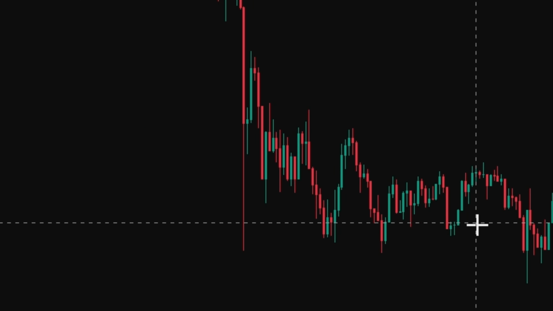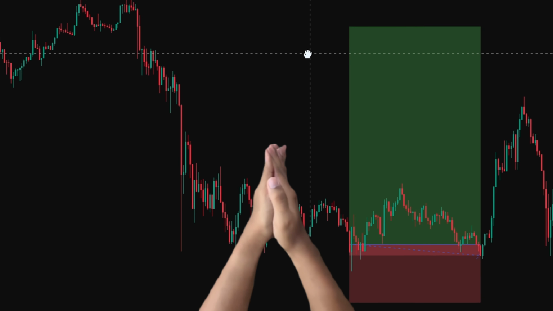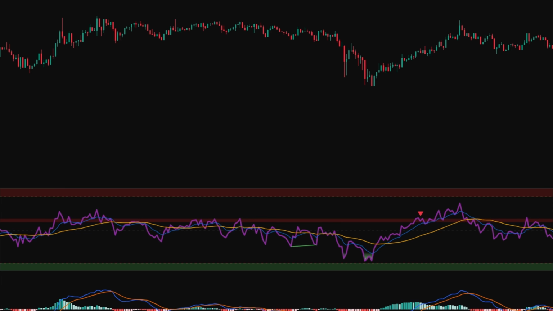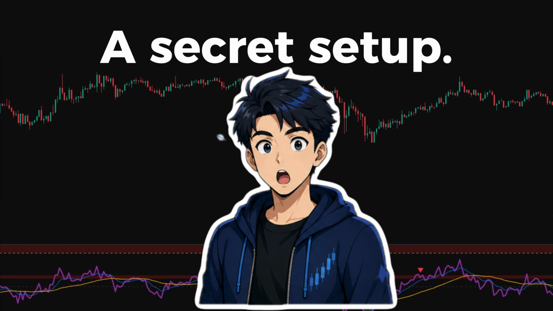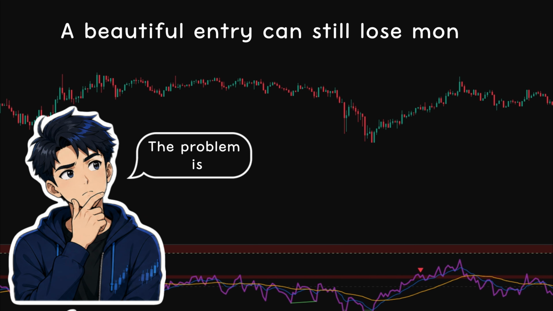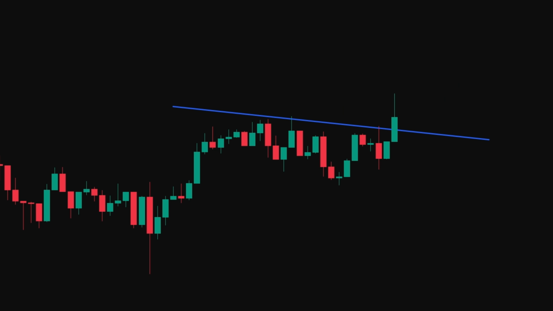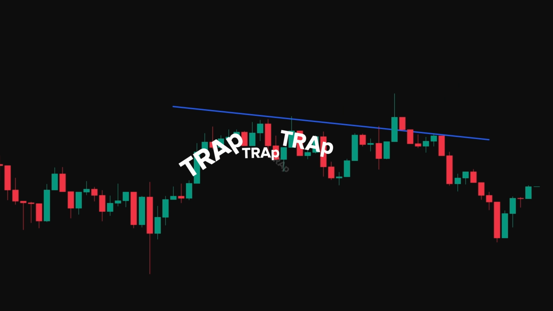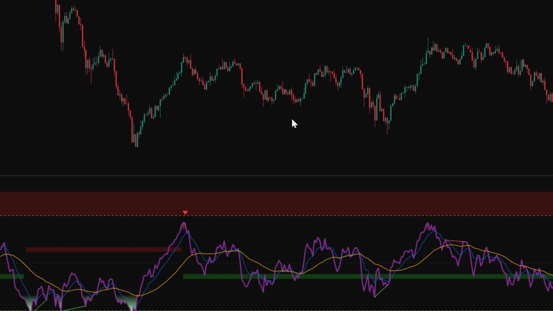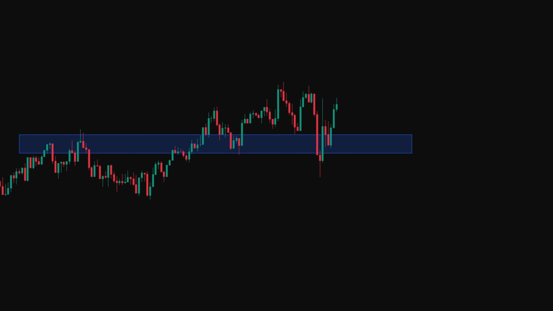Most traders think that to trade better, they need a better entry, a better indicator, a cleaner signal, a secret setup. But here is the problem. A beautiful entry can still lose money. A breakout can look perfect and still become a trap. An RSI signal can look clean and still fail. A support level can look obvious and still get destroyed.